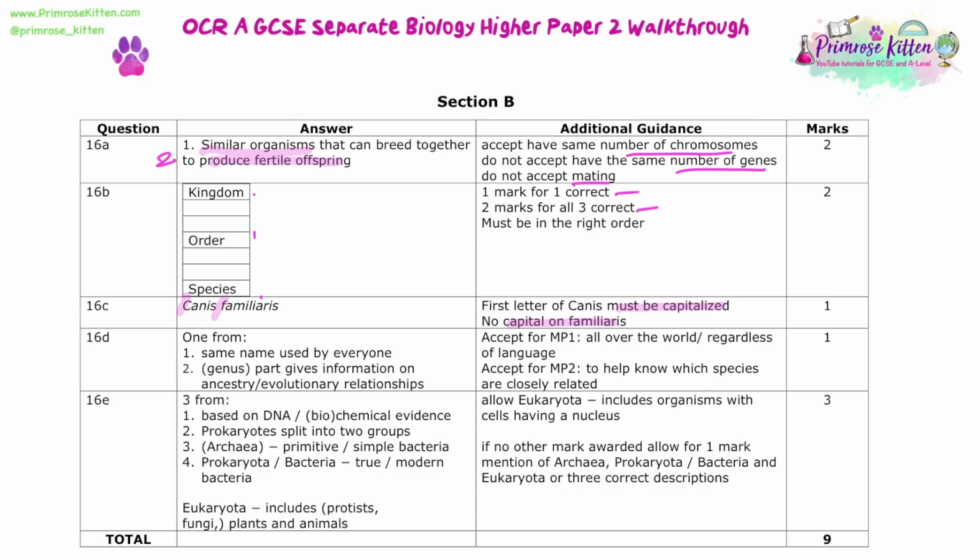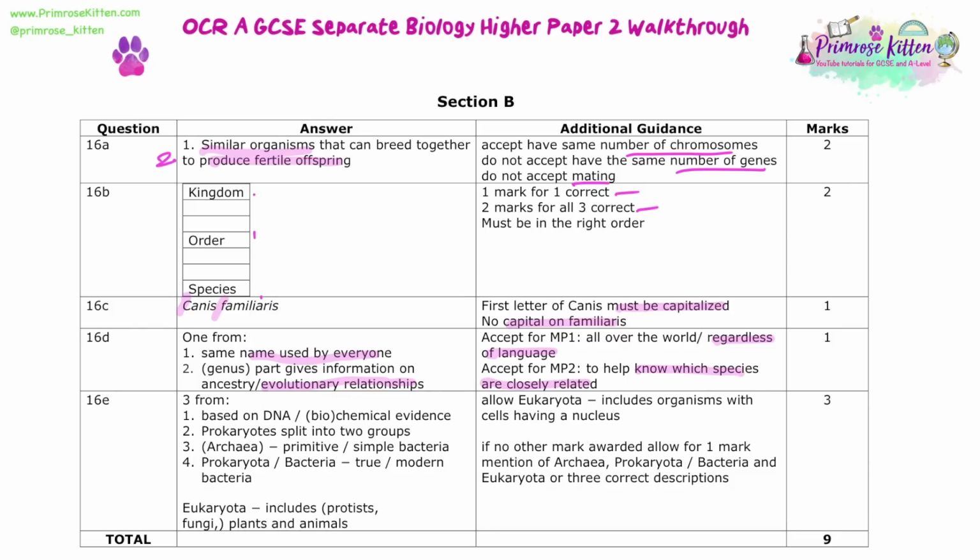For D, you've got reasons why we have the binomial naming system, so it's the same name used by everyone. If you just said it's the same all over the world, or it's the same regardless of language, then that's also fine, because that makes sense. It just means that it's the same word used regardless of what country you're in and regardless of what language they speak. And then the other part that's helpful is obviously the genus part gives information on ancestry or evolutionary relationships, or to know which species are closely related. That also counts and is saying the same thing there.